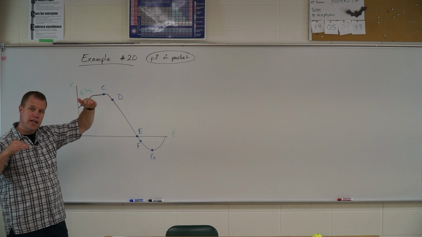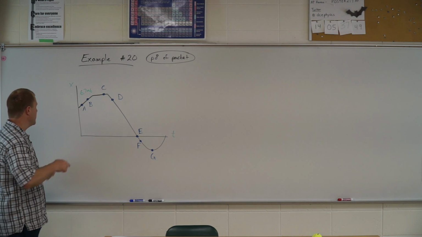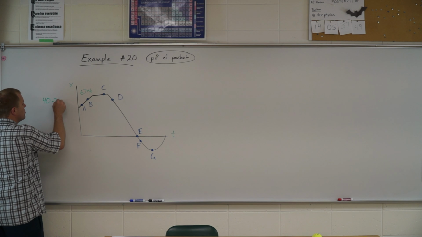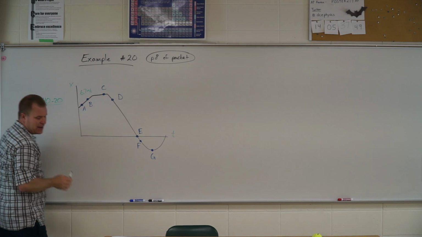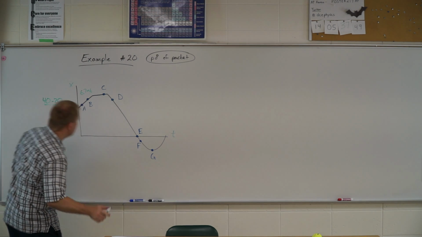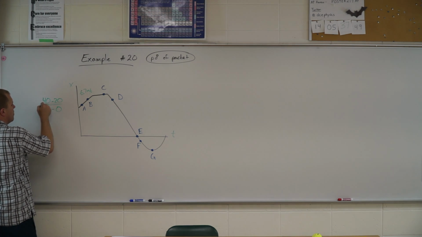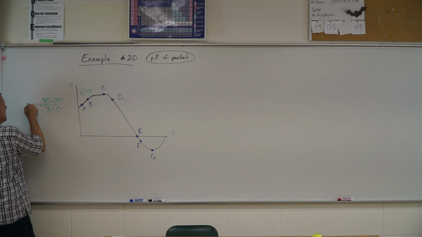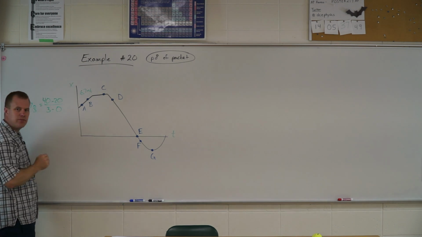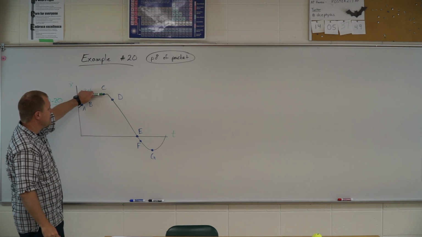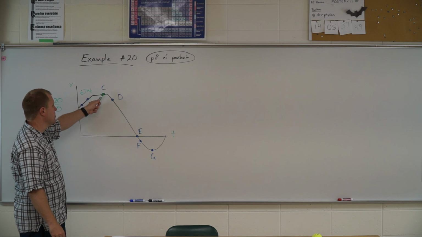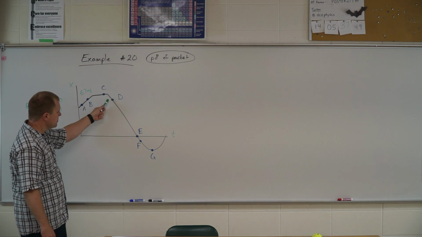You'll note that it ends at 40 meters, starts at 20 meters, so it goes from 40 minus 20 gives me 20 meters of a displacement. So we got 40 minus 20 divided by my time difference, which was 3 seconds. So I went, final was 3 minus initial 0. And so that's where I got my 6.7 meters per second from on that one. The slope at C, it's a flat horizontal line, so the slope is 0.